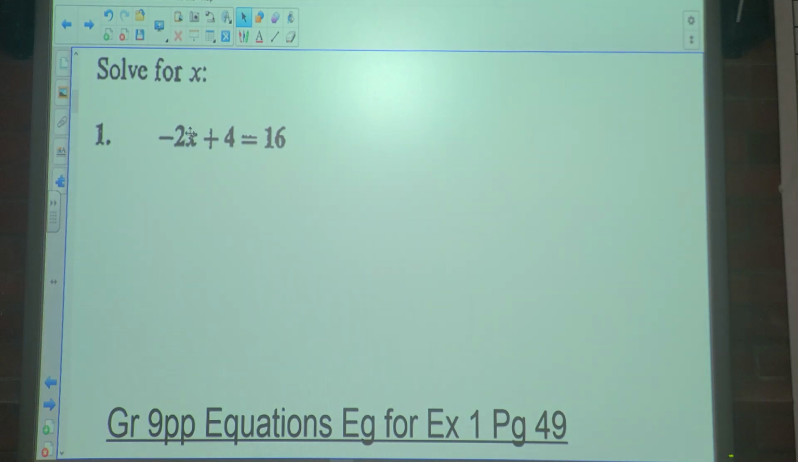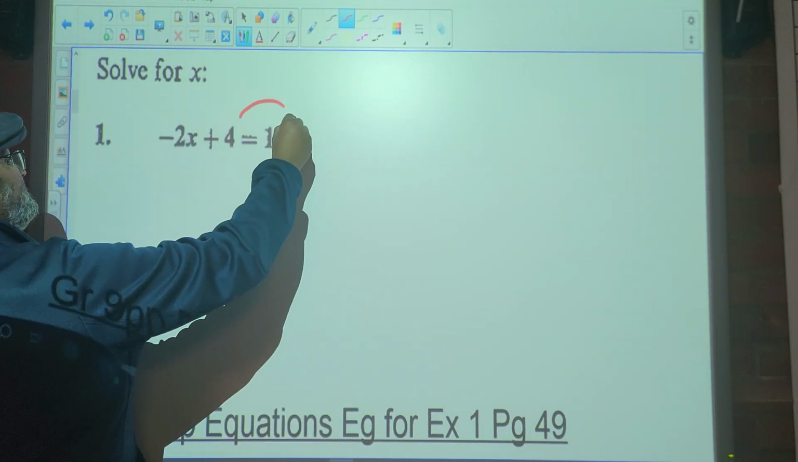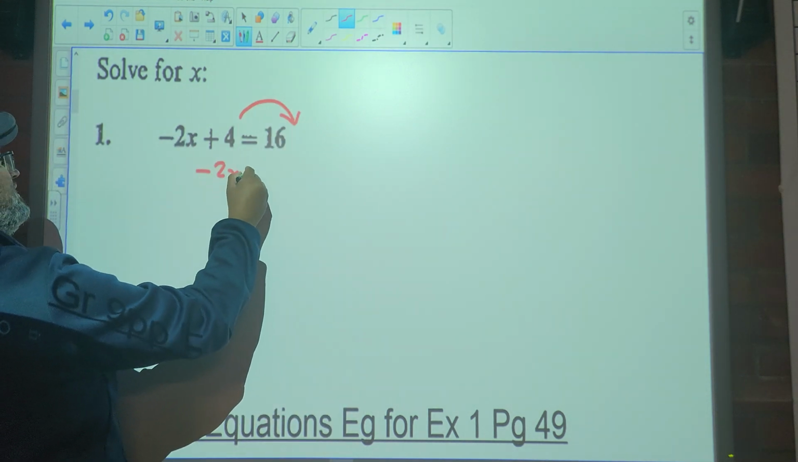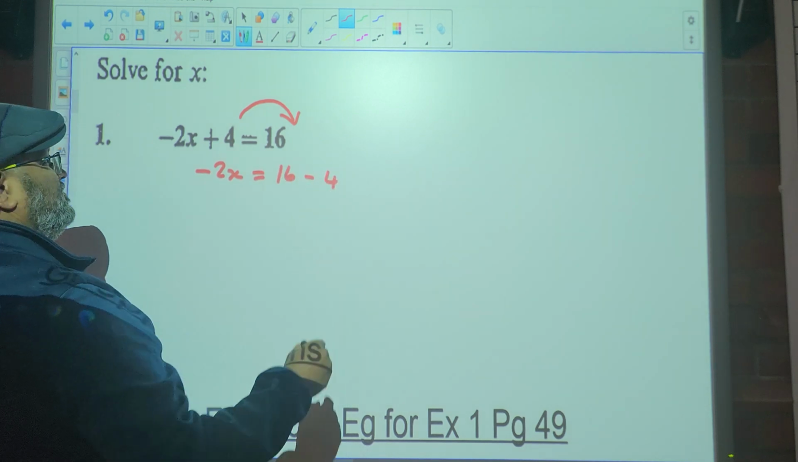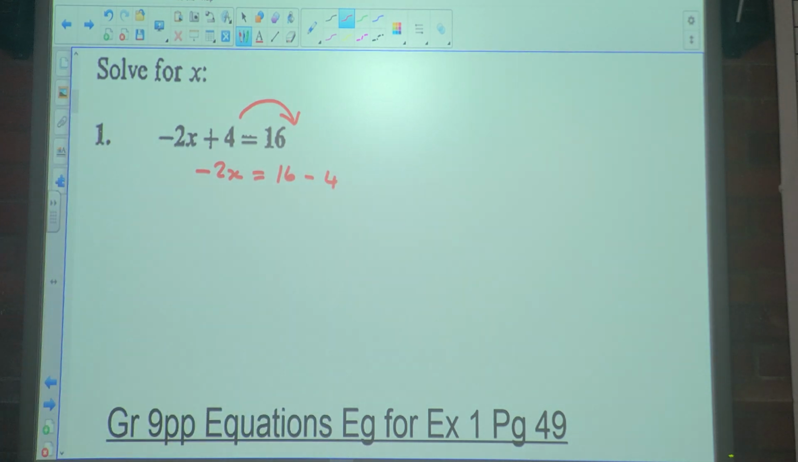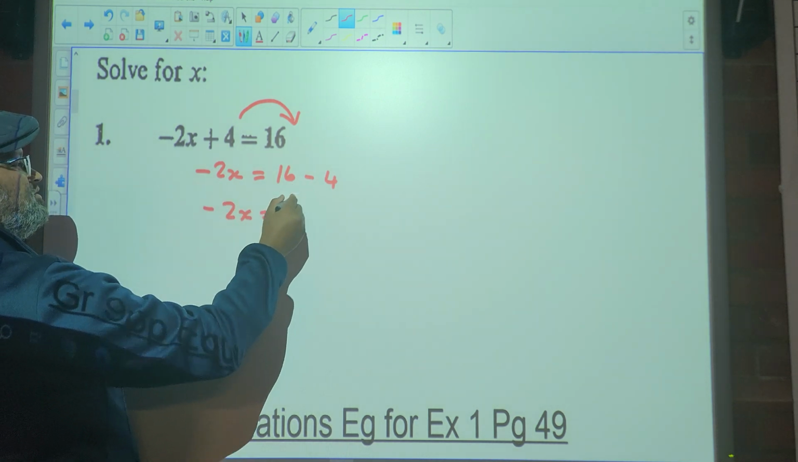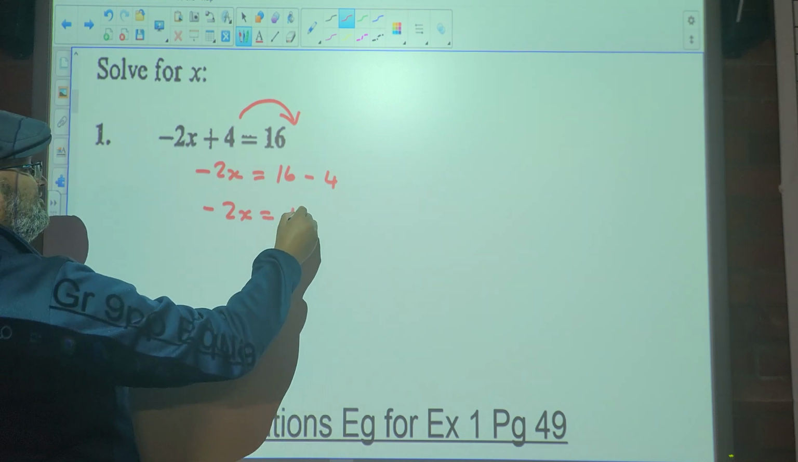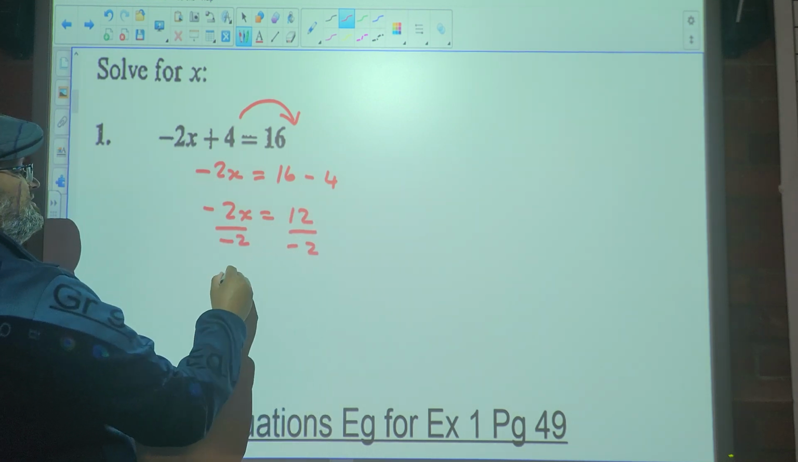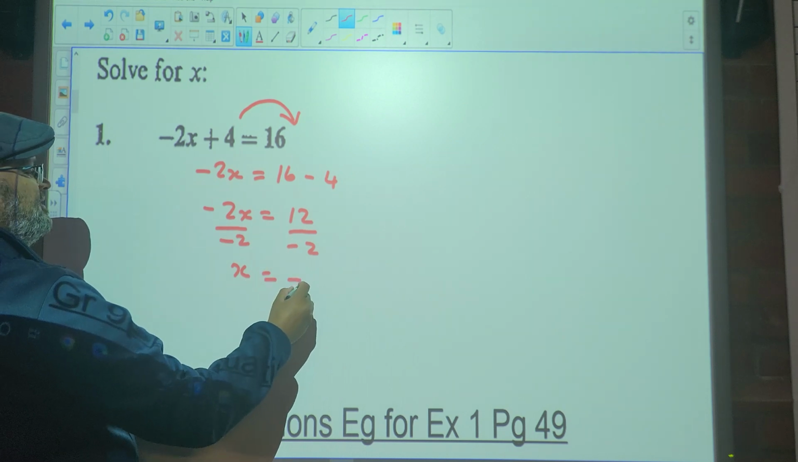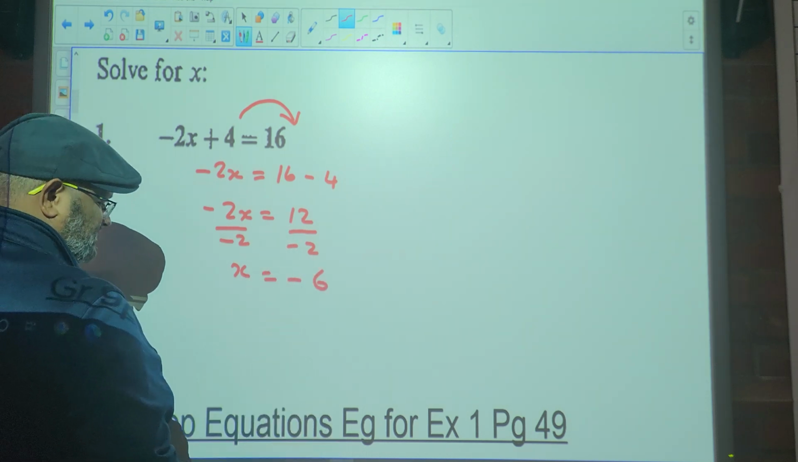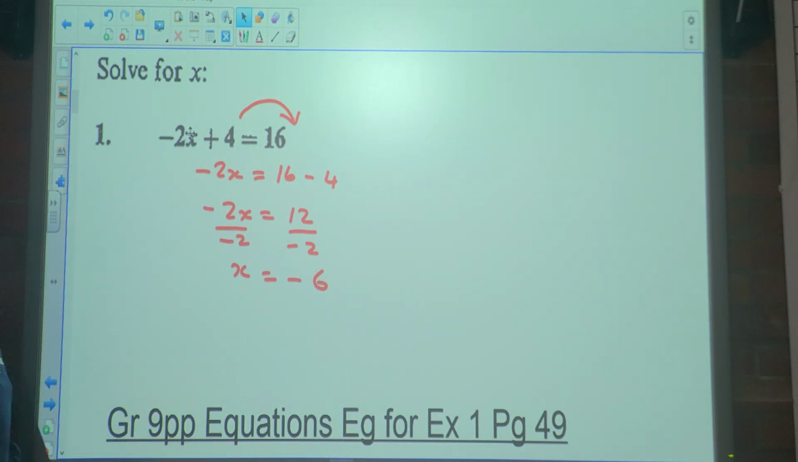Okay, so what do I do first in pursuit of calculating x? Get x on its own, so you take the 4 over the equal sign, so negative 2x is equal to 16 minus 4. Remember, when we take positive over the equal sign, it becomes negative, and when we take negative over, it becomes positive. So negative 2x is equal to what? 16 minus 4? 12. So I divide by negative 2 on both sides. So x is equal to negative 6. Positive divided by negative is negative. You guys understand? Is there any confusion there? Right. We did a lot of this in grade 8, no?